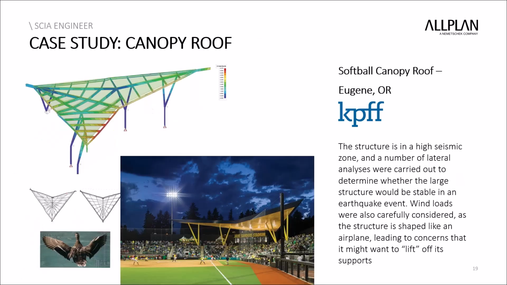Very cool. My last case study is a canopy roof, also from the KPFF engineers. This is located in Eugene, Oregon, up at the University of Oregon, and it is a softball canopy roof over the Jane Sanders Stadium. This structure is in a high seismic zone, and a number of lateral analyses were needed to be carried out in order to determine whether the large structure would be stable in an earthquake event. Wind loads were also carefully considered, as the structure is shaped like an airplane or duck's wings, leading to concerns that it might want to lift off of its supports under lateral loads.